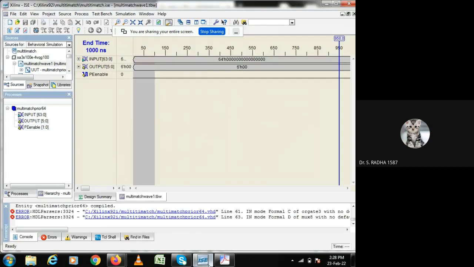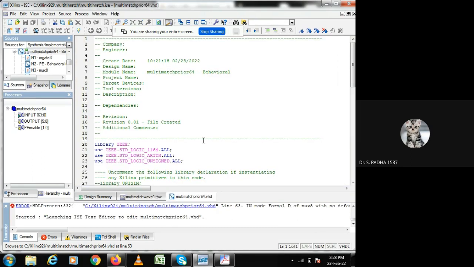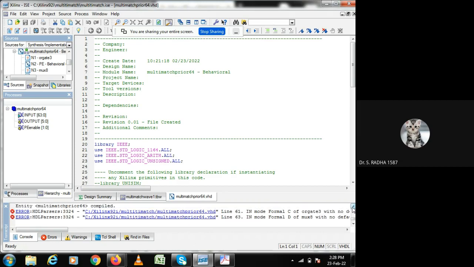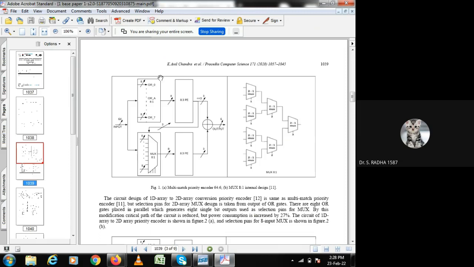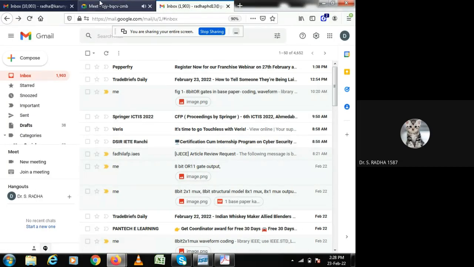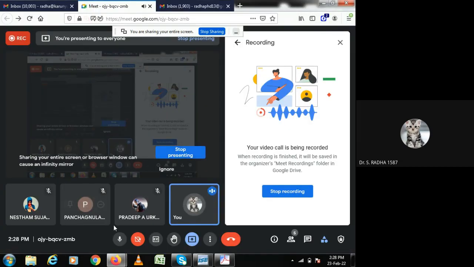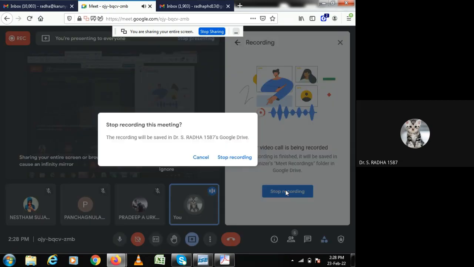I have activated the truth table, and I am trying the coding also. Before lunch this morning I got an error here. You can see line number 63 and 61, two errors I am getting in this file when I merge all this coding together to form the structural model. So what I have shown you are the individual blocks for figure 1 of the base paper.